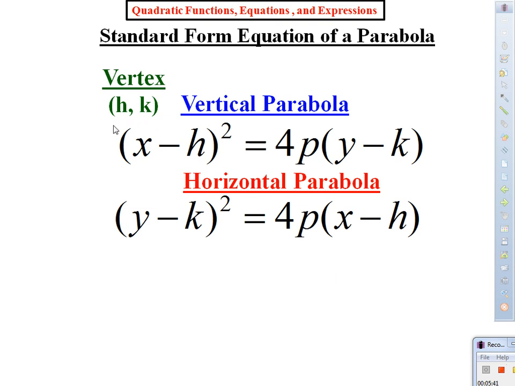Now look up, please. The vertex is (h, k). So look at this equation, (h, k). But what do you notice? What's left? The x and the y. Of course, p, but we'll figure out p later. But for right now, x and y.